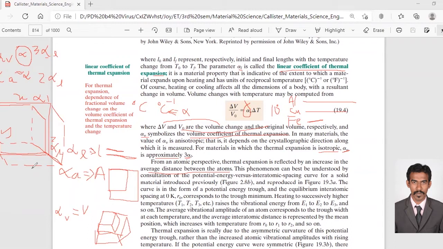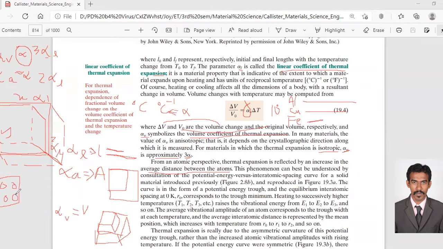So due to this, the distance would be increased, right? Distance between the atoms would be increased. So this is how the thermal expansion is happening from the atomic perspective.